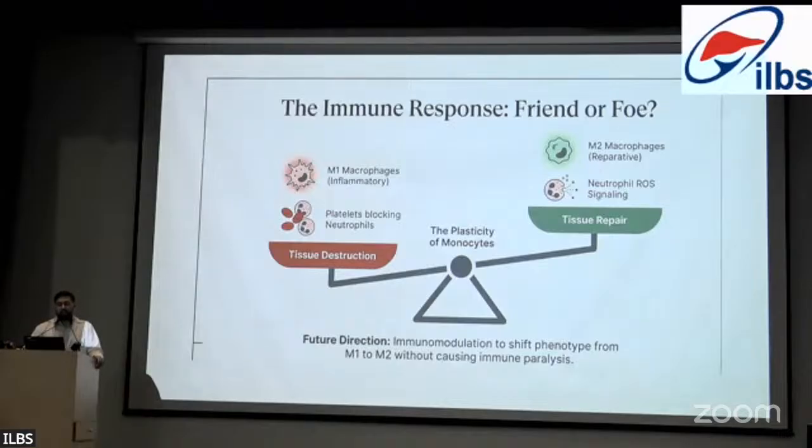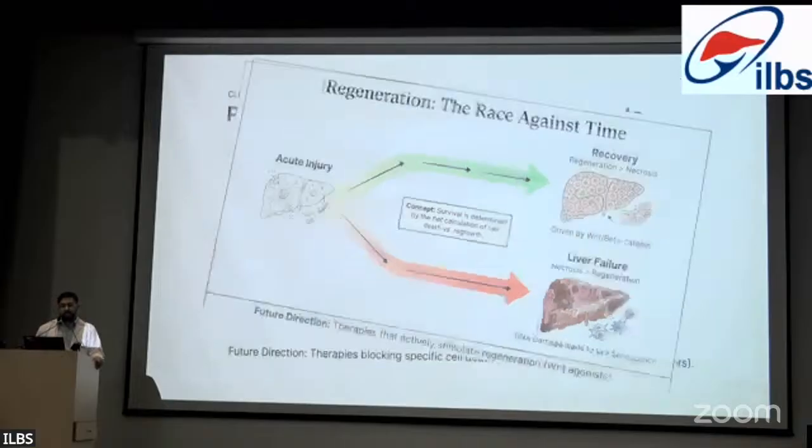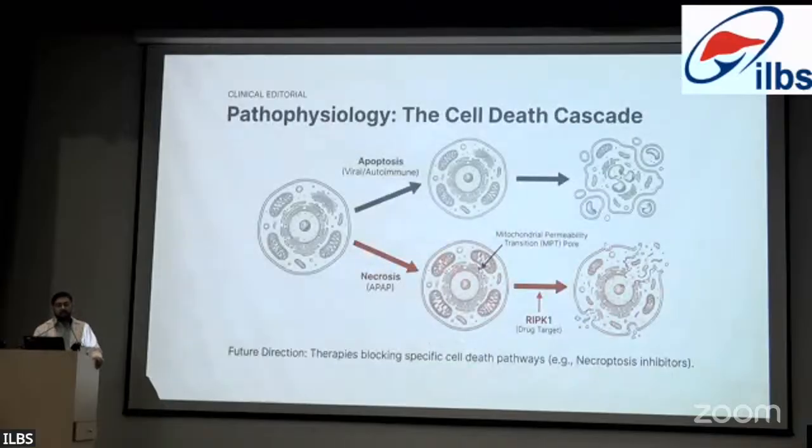The immune response can be both friend and foe. Immunomodulation can be one of the things which can change the game for acute liver failure. Then again, it's a race against regeneration. If the regeneration is better, then the liver survives. There are therapies which can actively stimulate regeneration, like WNT agonists, which are being studied recently. And there are therapies blocking specific cell death pathways in apoptosis which are being studied. The literature is yet to come.